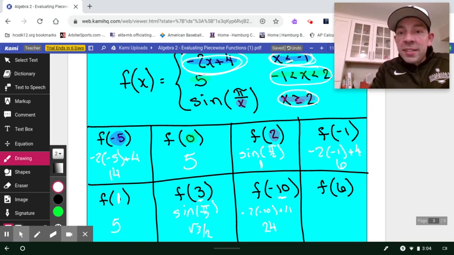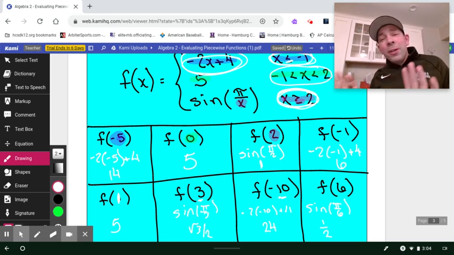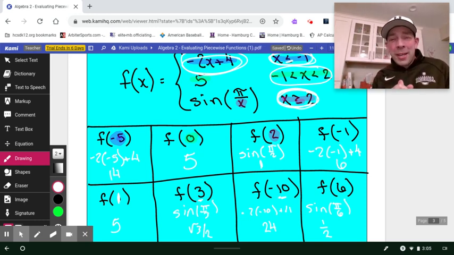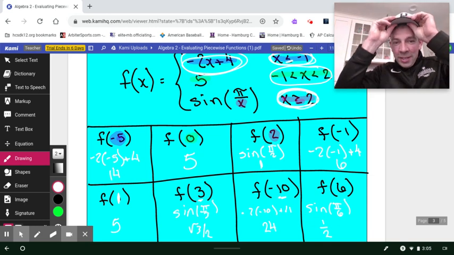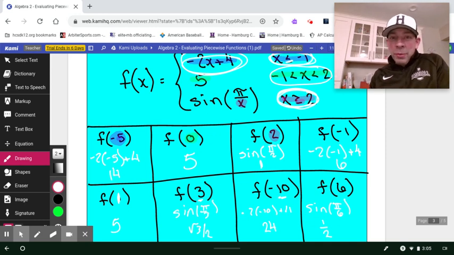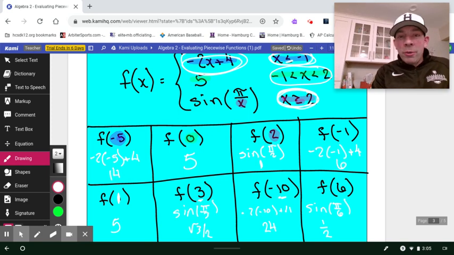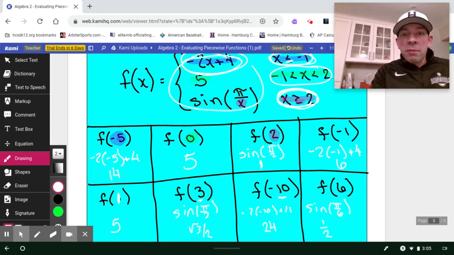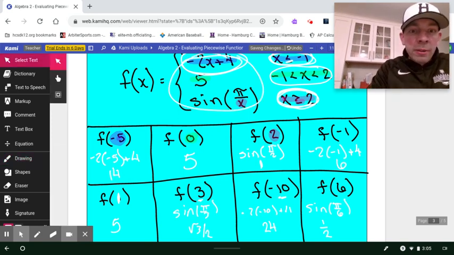And then last but not least, the 6 falls in this domain right here. So we're going to evaluate the sine of pi over 6. Sine of 30 degrees is 1/2. Hopefully don't worry too much about those trig values. I don't think we're going to see too many of them, at least right now. We'll get into more of those down the road. But I can't stress this enough: for each problem that I evaluated, once I identified what domain it fit in, I'm only evaluating one of these 3 functions right here.